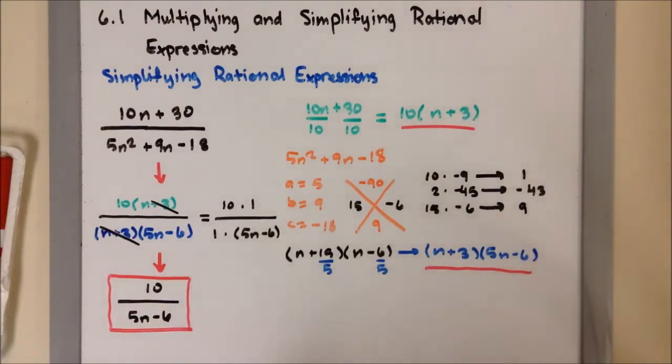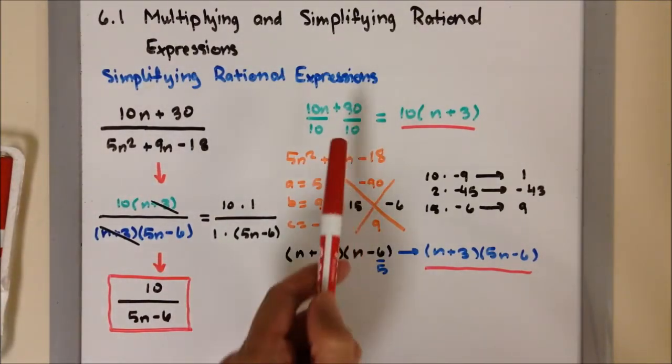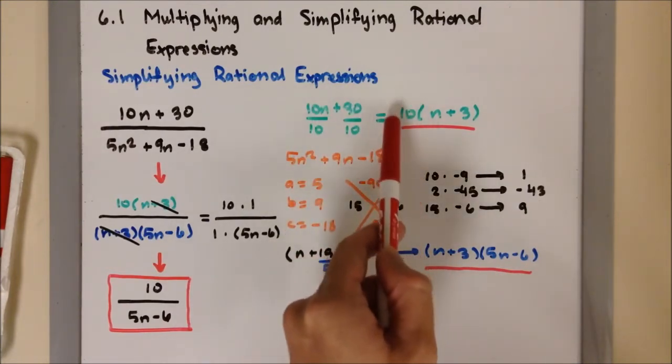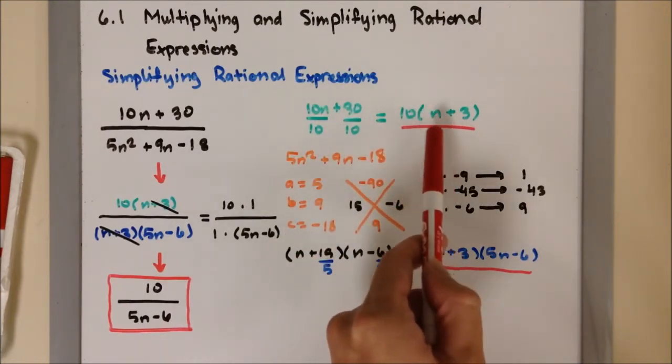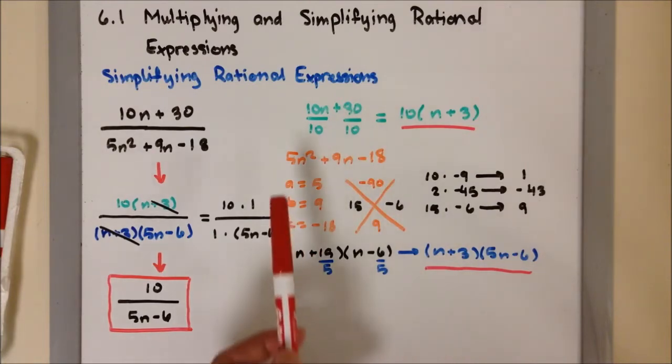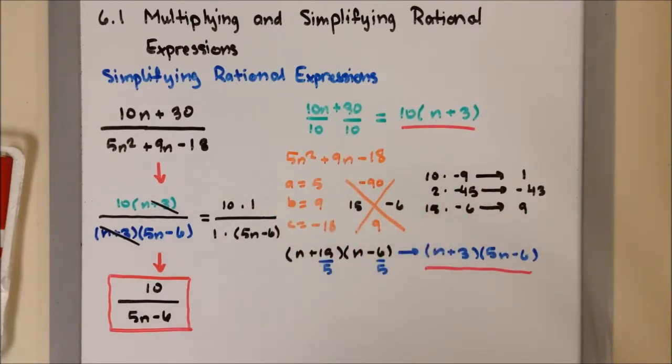So to review, in this example, in the numerator, I factor by greatest common factor, GCF. 10 was in common between these two terms, so my common factor was outside, and inside the parentheses was the binomial n plus 3. In the denominator, I factored the trinomial here, shorthand, and then figured out that the factors are 15 and negative 6.